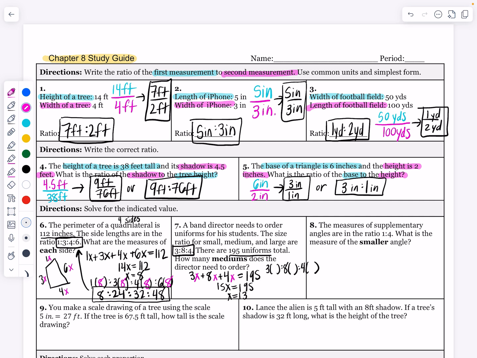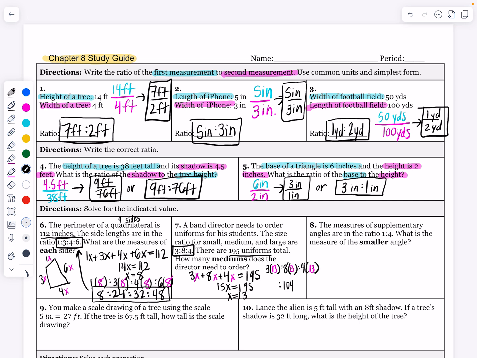And let's see how many mediums he ended up ordering. So you're really just having to do 8 times 13. The answer to that is 104. That's the total answer. You'd say 104 mediums.